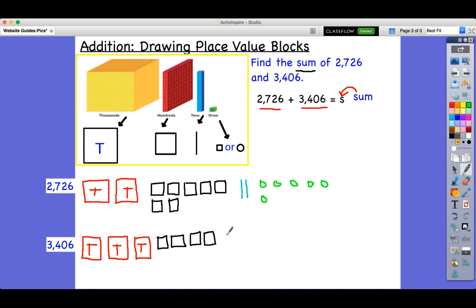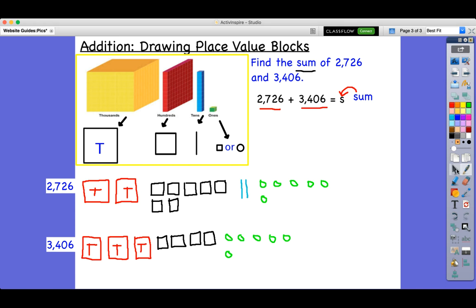I don't need to show anything for that 0, just going to leave it alone. 1, 2, 3, 4, 5. Start a new row and do one more with 6. Okay, now that we've represented and drawn both of our addends, we're ready to start adding our two numbers together.